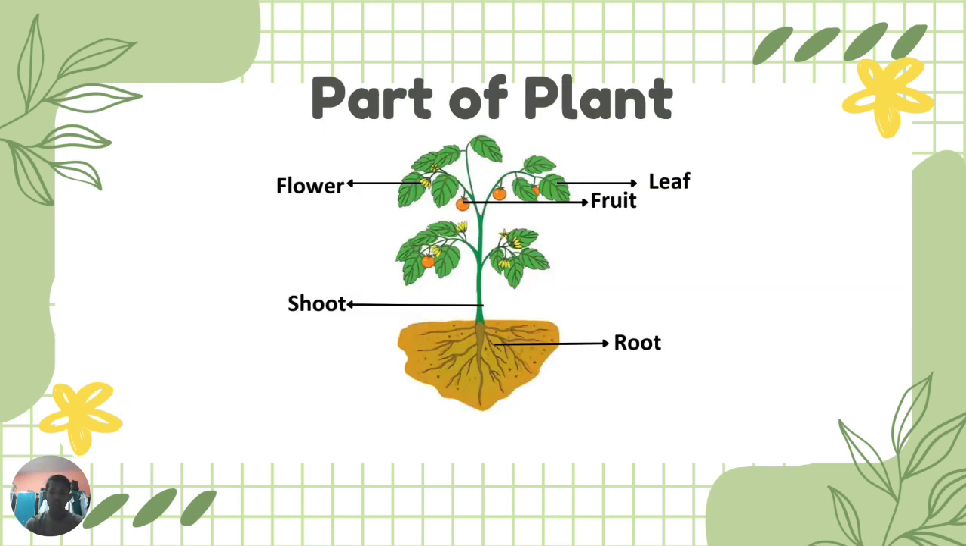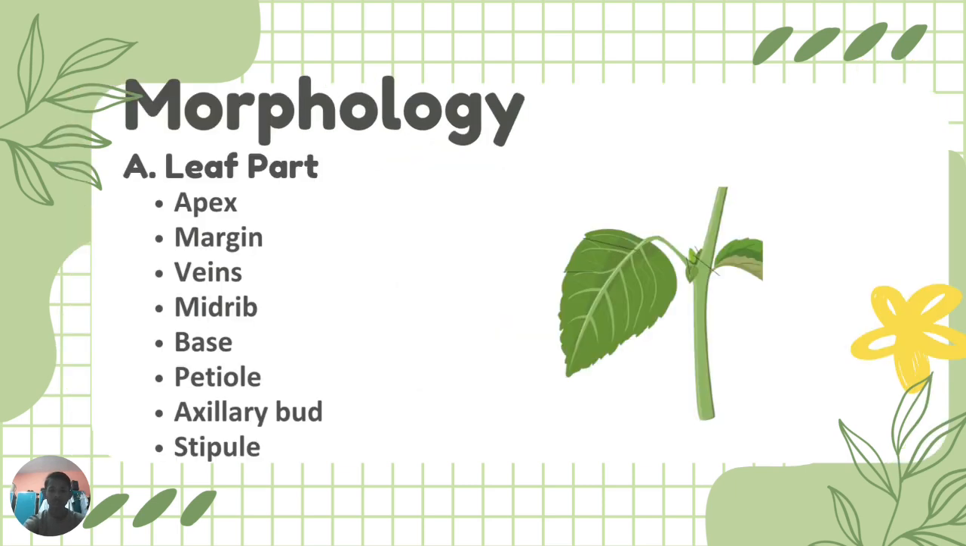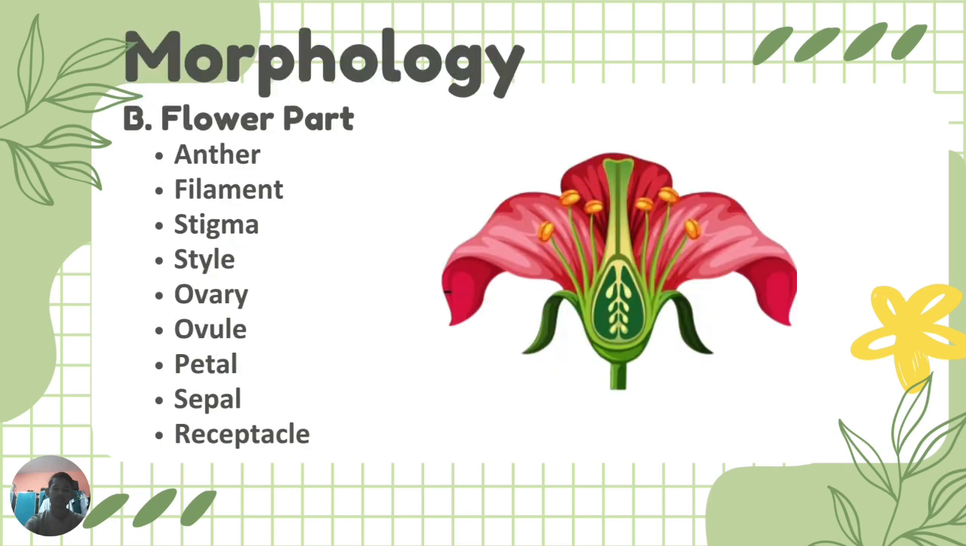This is the part of a plant. First, I want to talk about the leaf. A leaf has parts like apex, margin, veins, midrib, base, petiole, axillary bud, and stipule. A flower has parts like anther, filament, stigma, style, ovary, ovule, petal, sepal, and receptacle.